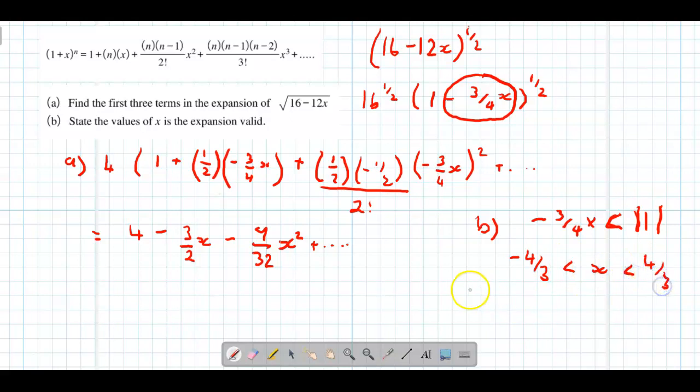So this is how we can do a binomial expansion using an n where it's fractional and also where we haven't got a start with 1.